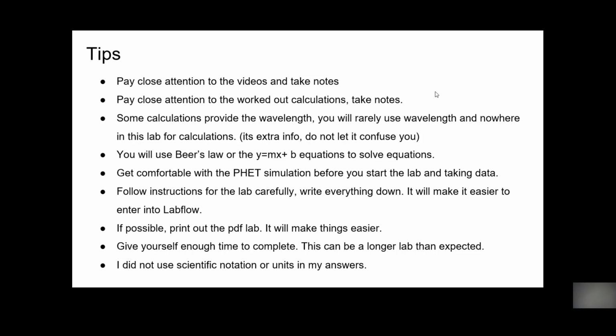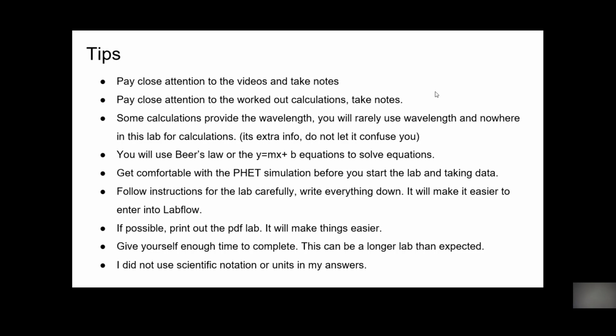Follow instructions for the lab carefully. Write everything down. This is a long lab. If possible, print out the PDF. The PDF actually gives you the data report sheet, and it's pretty similar to what you're doing in the lab portion. So honestly, you don't have to, but if you're able to print out at least that portion, it makes your life a little easier. Give yourself enough time to complete. This is a long lab. This is not a short lab. That's why I disagree with it being with a second lab in the week. I like this lab, but I think it should be by itself.